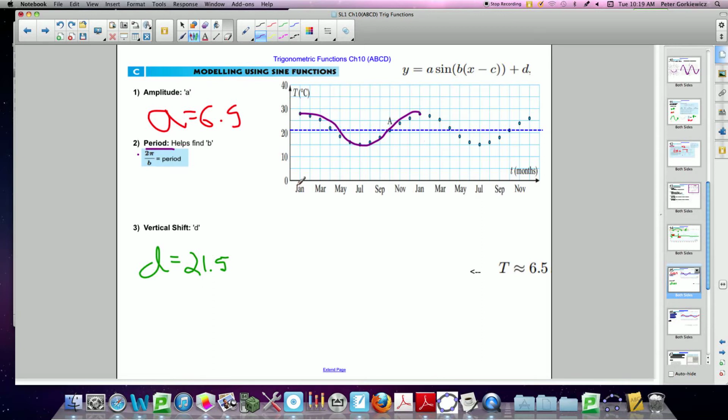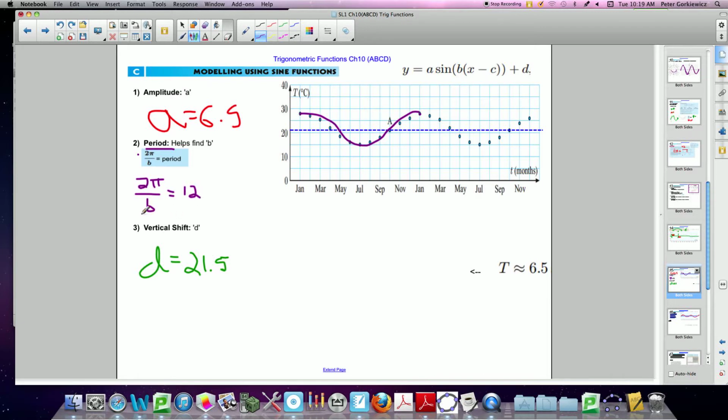So 12 months, right? From here, 1, 2, 3, 4, 5, 6, 7, 8, 9, 10, 11, 12. So it oscillates in 12 months, right? So the 2 pi over b, we want to find this b value and we don't know it. So 2 pi over b, and I know the period is 12 months.